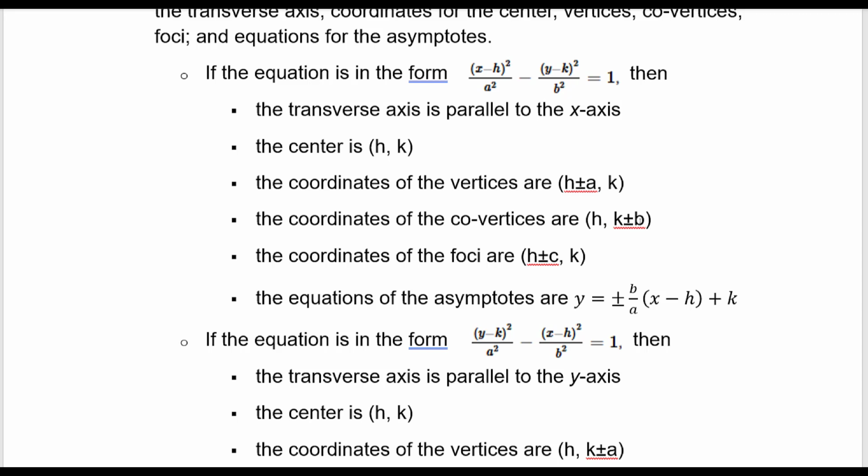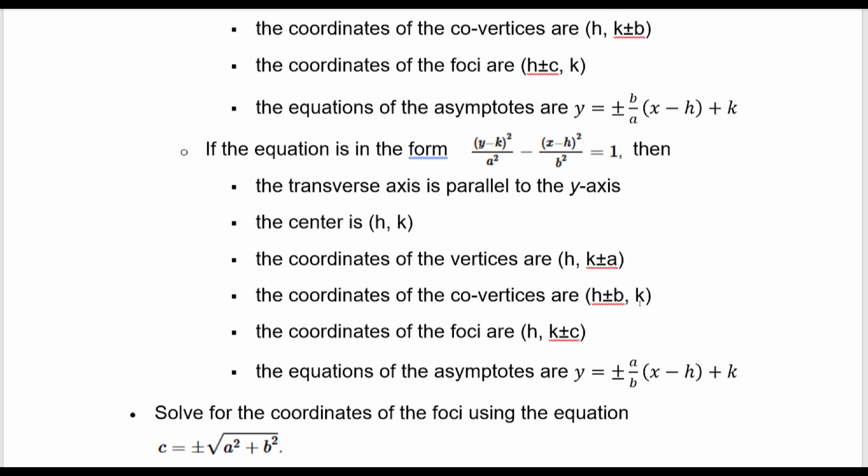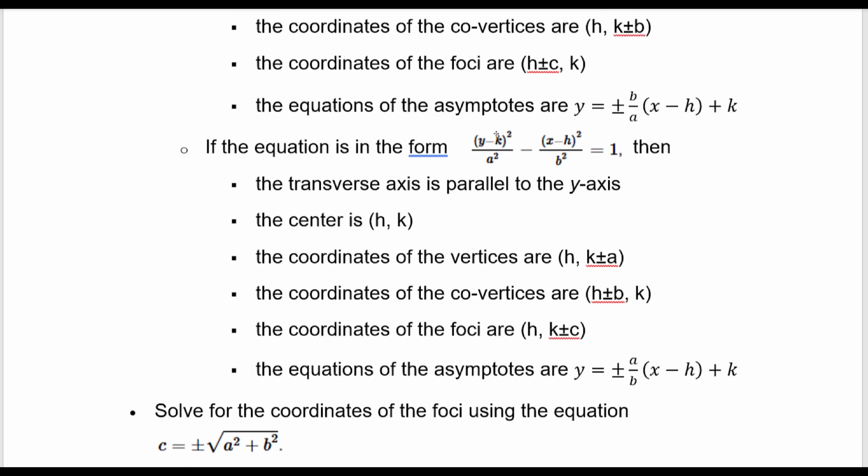Look at this: what's under the x is going to affect the x coordinate, and what's under the y is going to affect the y coordinate. And then the foci are h plus or minus c, comma k, so they're on the same line as the transverse axis, where the vertices are. And your asymptote equation is y equals plus or minus b over a times x minus h, plus k.